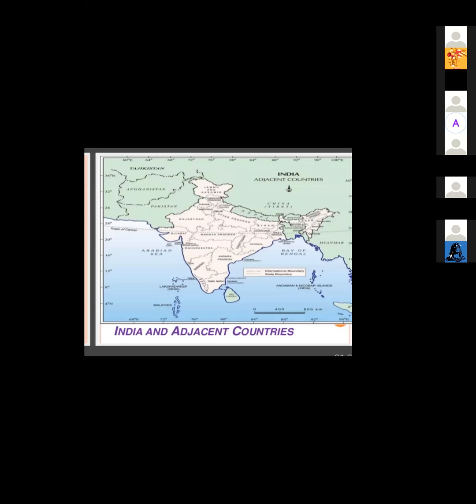See, look at this map. Who are all our neighbor countries? See, northwest Pakistan and Afghanistan. North China, Nepal, Bhutan. Nepal is here. China, then Bhutan, north side.